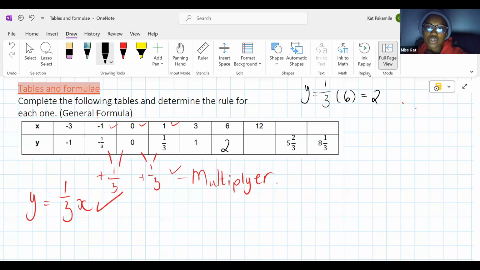Let's do 12. Okay, so a third equals 12. Oh, no, sorry, ma'am. A third times 12. That is 4. Oh, beautiful. Thank you, Kwezi, for helping me with those.